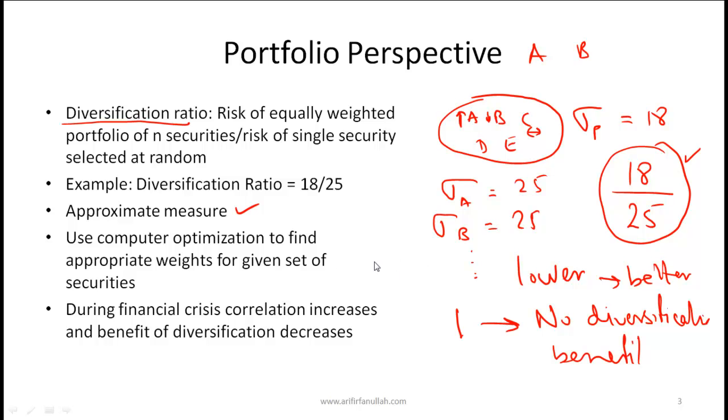But one limitation that has been observed, especially during the recent financial crisis, is that during times of financial crisis, the correlation between various investments increases significantly. And when the correlation between investments increases significantly, that means that if one investment is going down, then the other investments are also going down, and hence the benefit of diversification decreases.